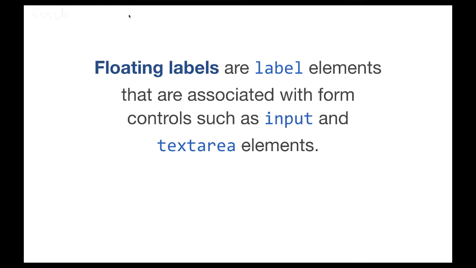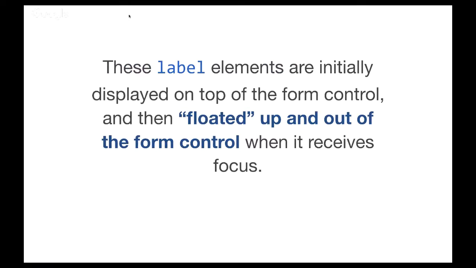So for those that aren't aware of them, what are these things called floating labels? These floating labels are label elements, and they're generally associated with inputs and text areas, not so much other form controls like select areas, but definitely inputs and text areas. The way they work is the label elements are initially displayed on top of the form control, and then they're floated up and out of the form control when that form control receives focus.